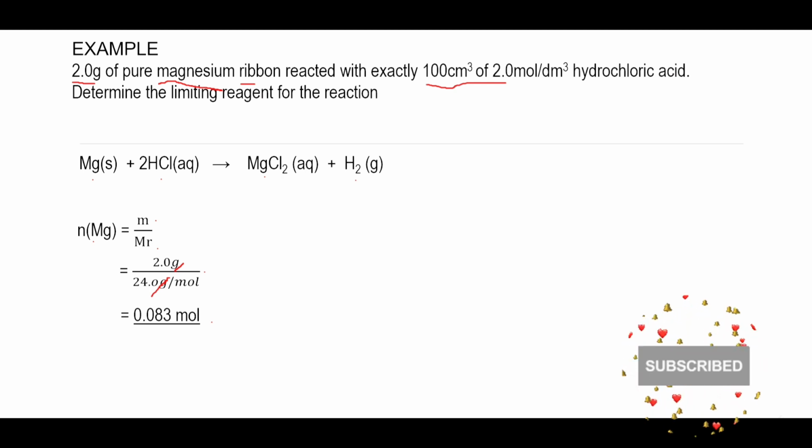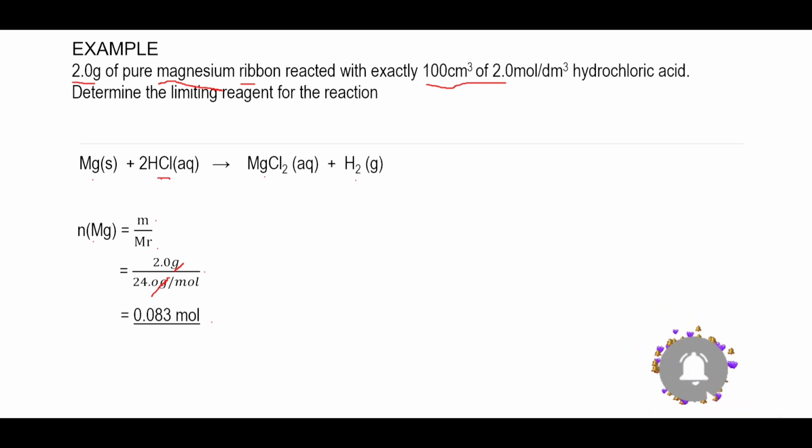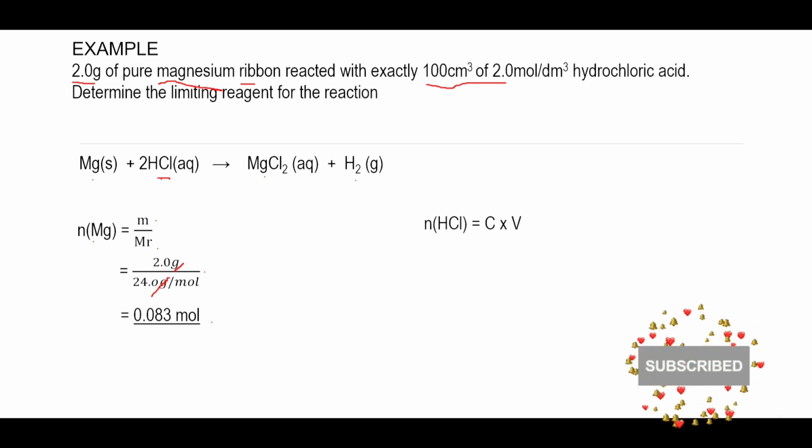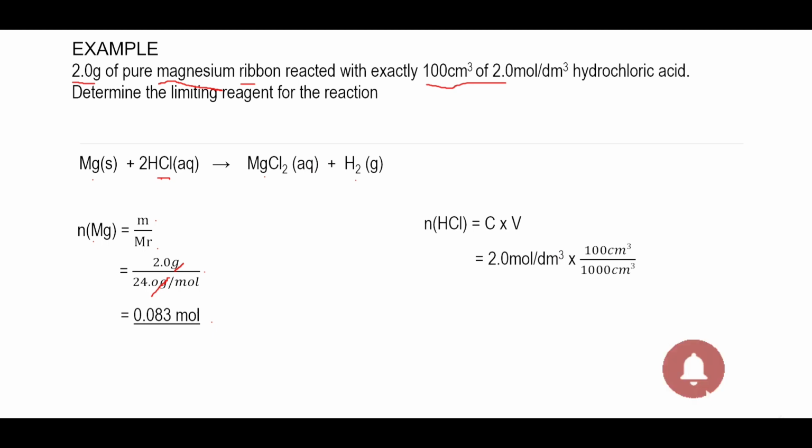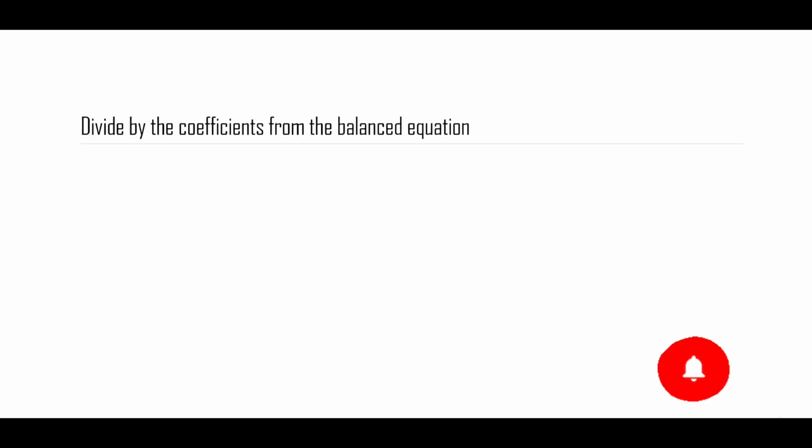Then we look at the other one, hydrochloric acid. Number of moles for hydrochloric acid is equal to concentration times volume, where the concentration is given as 2 molar. Then we have 100 cubic centimeters, which is divided by 1000 to convert it into cubic decimeters. So we are going to have 0.2 moles as the number of moles of hydrochloric acid. After calculating this, we now divide by the coefficients from the balanced equation.